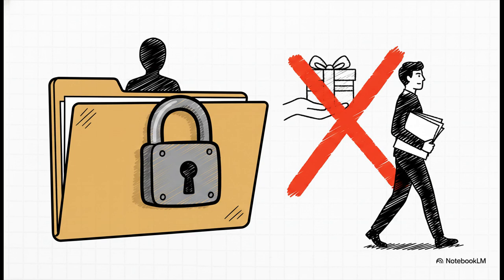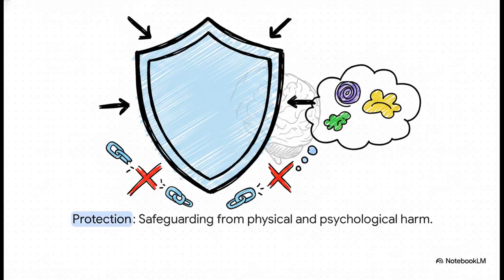Alongside debriefing, we've got confidentiality and the right to withdraw. Nobody should ever be identifiable from your published research, period. And even more critically, you can never, ever bribe participants or offer them incentives just to stop them from using their right to withdraw. If they want to walk away, they can walk away and they take their data with them, no questions asked. Ultimately, the whole shebang boils down to protection.